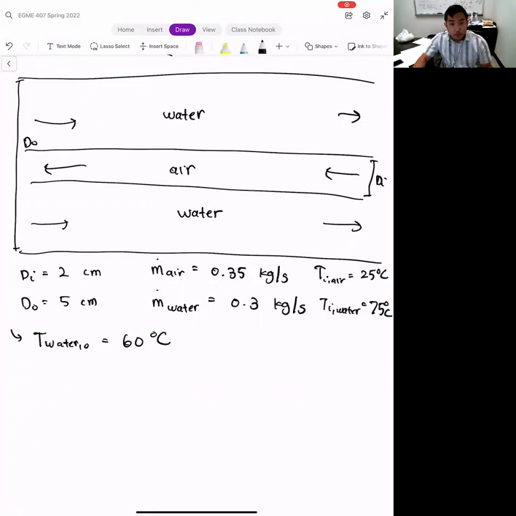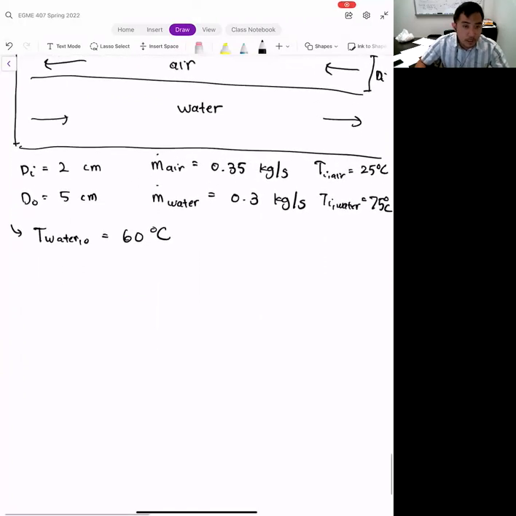Right, and of course, we need our fluid properties. This is a good example of what can happen on the exam. For these ones, I would just give you the fluid properties straight up. So we have two fluids, air and water.